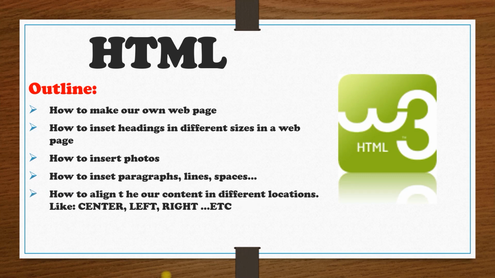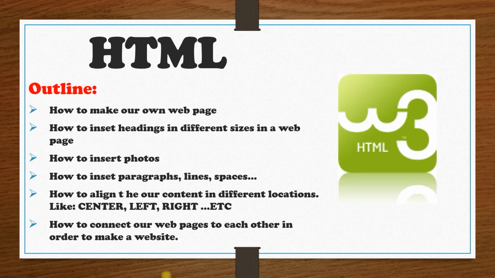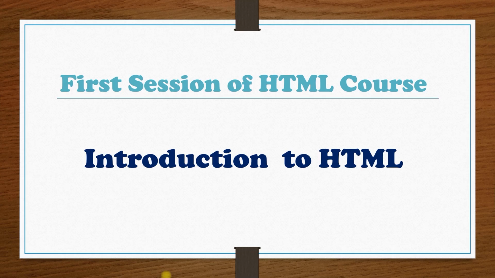And when you understood how to insert different elements of HTML in your web page, then you will understand how to align them in different parts or locations of your web page. For example, maybe you have a text that you want to relocate to the center of your web page, or at the right side, or at the left side. And then you will understand how to connect your web pages to each other in order to make a website. This is the first session of the HTML course, and in this session we will learn an introduction to HTML.